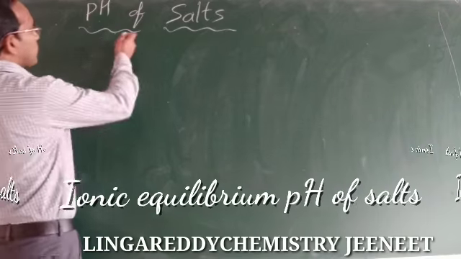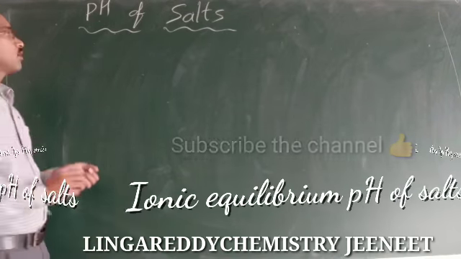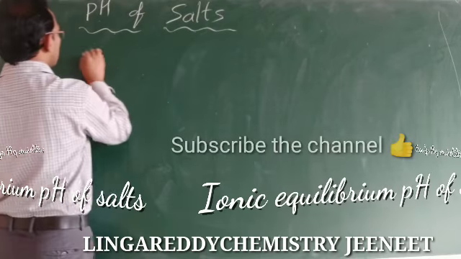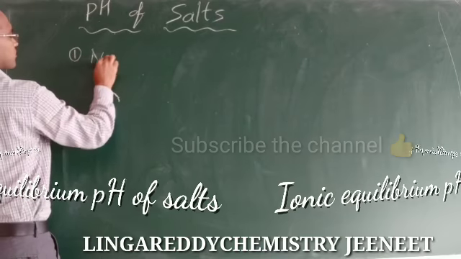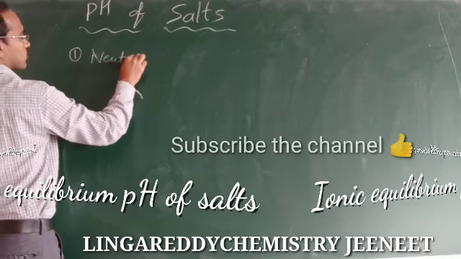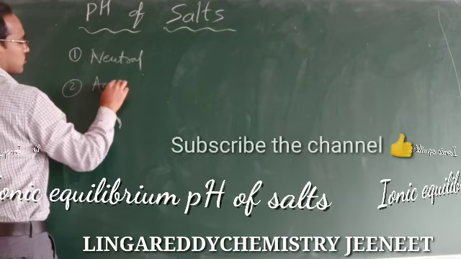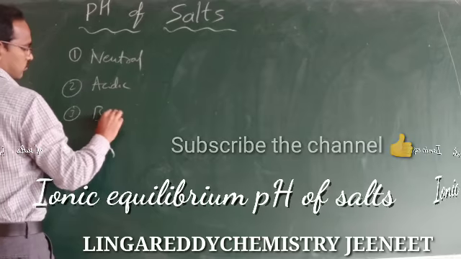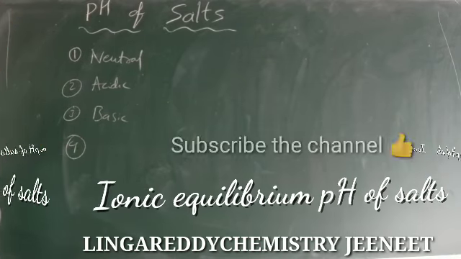Today our topic is pH value of salts. First, salts. How many types of salts? Generally, neutral salt, then acidic, basic. Okay, the fourth one you can see here.